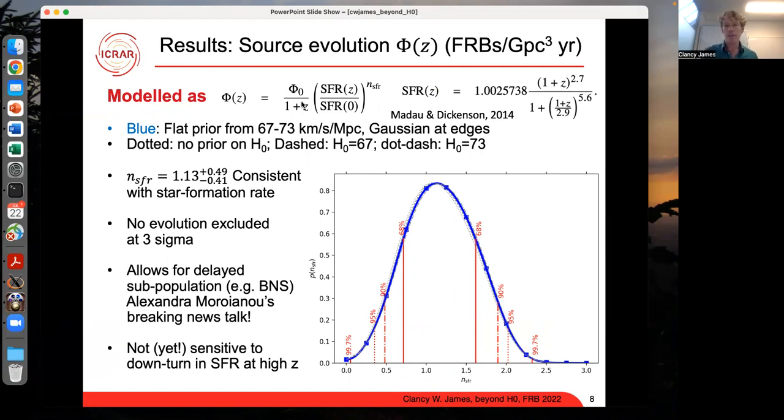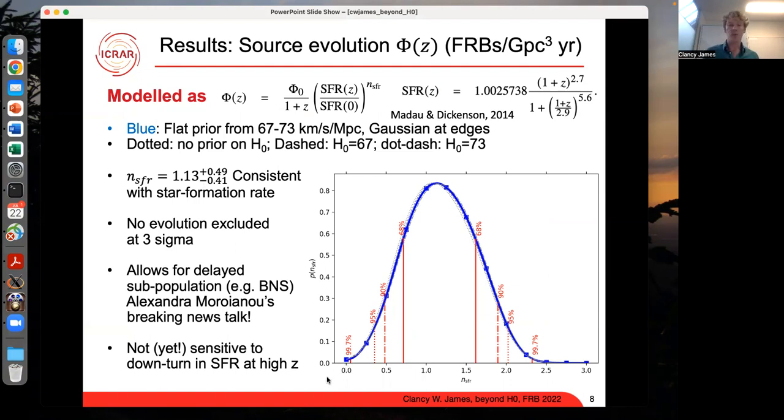And what we find, therefore, is that n equals 1 means that the source population of FRBs evolves with the star formation rate. n equals 0 means no source evolution. And our best fit is n being 1.13 plus or minus about 0.45. In other words, it's quite consistent with the star formation rate. And we exclude no source evolution at the 3 sigma level, right?